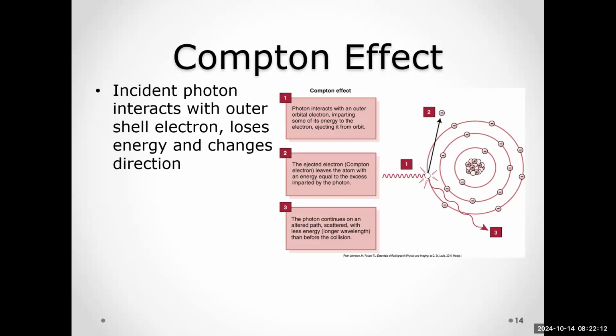scattered with less energy than before the collision. So in photoelectric, the electron is ejected from the inner shell, all of that energy is given off, and that photon is completely absorbed. With scatter, it interacts with the outer shell, so it gives off some of its energy, it changes direction, and if that scattered photon makes it to the IR, then that is what is degrading the quality of our image, because it's not going to give you an accurate representation of the anatomy.